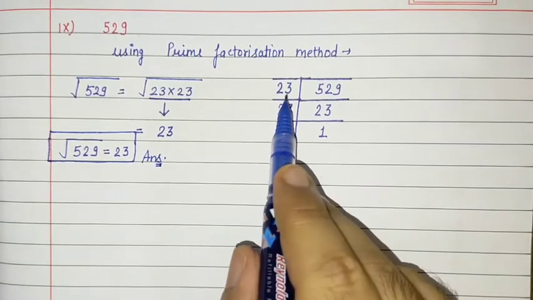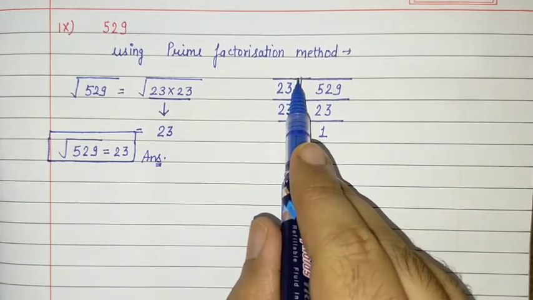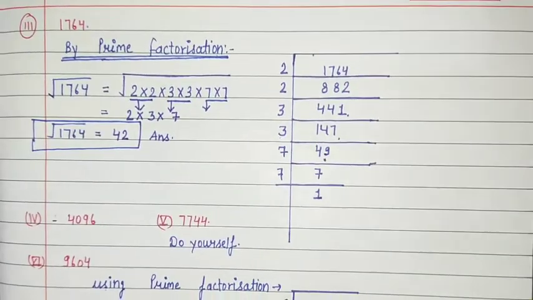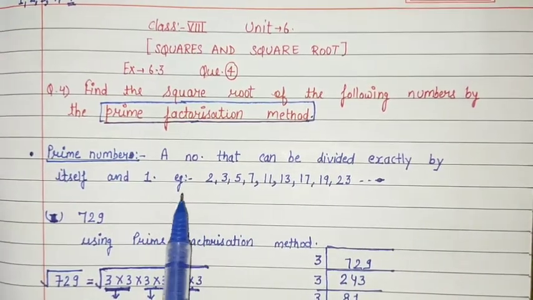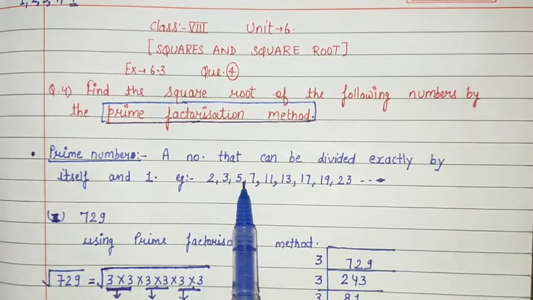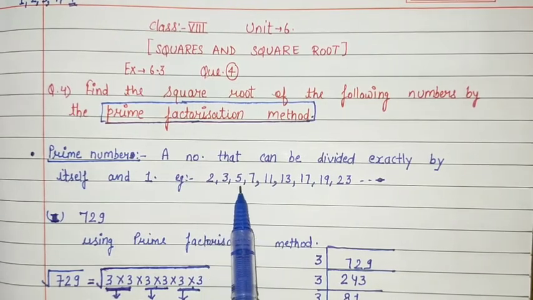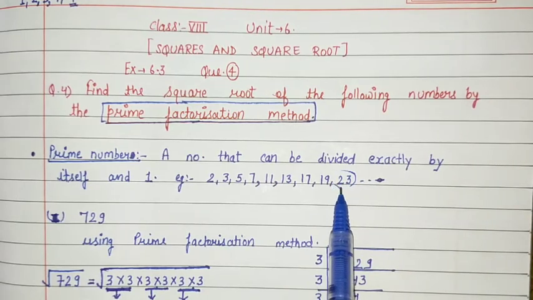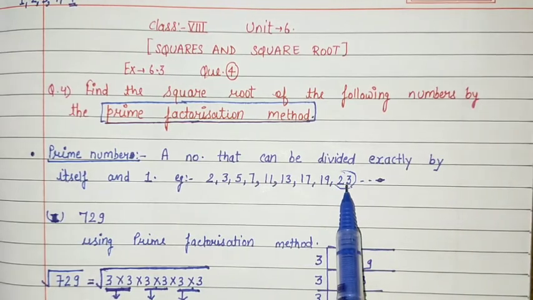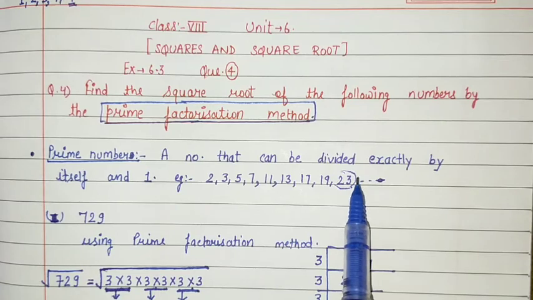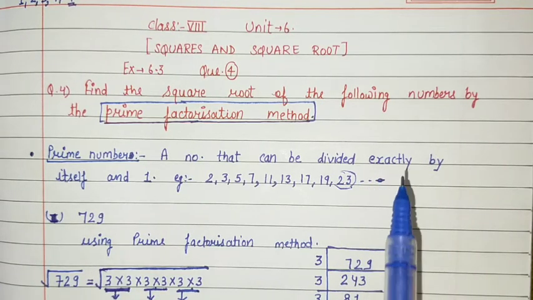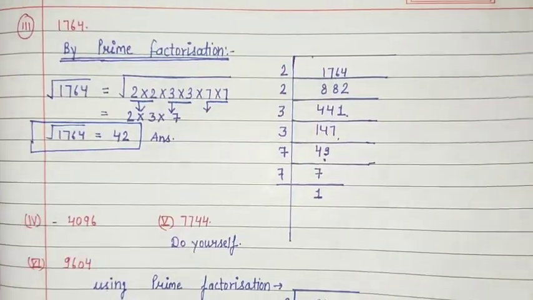Why did we divide by 23? Because it is not divisible by any other number. You have to check with each and every number. First check with 2, 3, 5, 7. It is not divisible by any of them, so the next number is 23. Suppose it was not divisible by 23, then we would check with another prime number. The next prime number is 29.